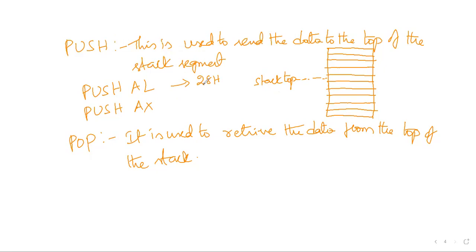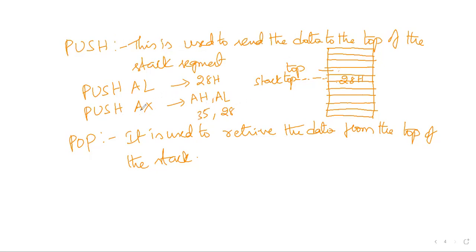This 28 number is loaded into the stack top, whatever it is showing, that is, stack top 28 hexa. Then it is incremented by 1. Now the stack top is showing like this. This time suppose we are giving PUSH AX. AX means AH and AL combination. So this is 28, and for example this is 35 hexa.